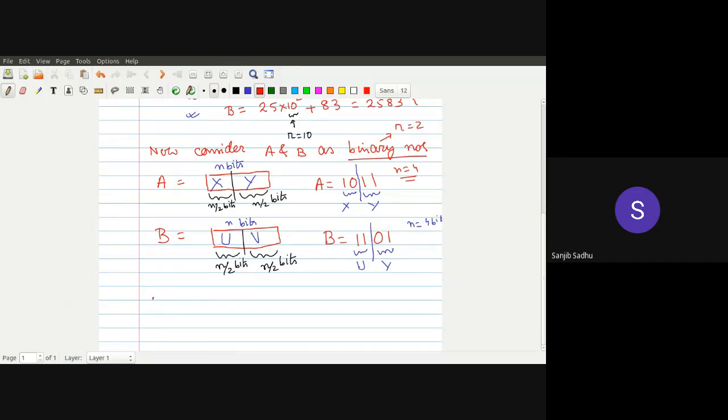So tell me, how can I represent A in terms of X and Y? A is, sir, A is equal to X into 2 to the power Y plus Y. No. A is X into something plus X into what? 2 to the power Y minus 1, sir. No. I have said this is n by 2 bits.